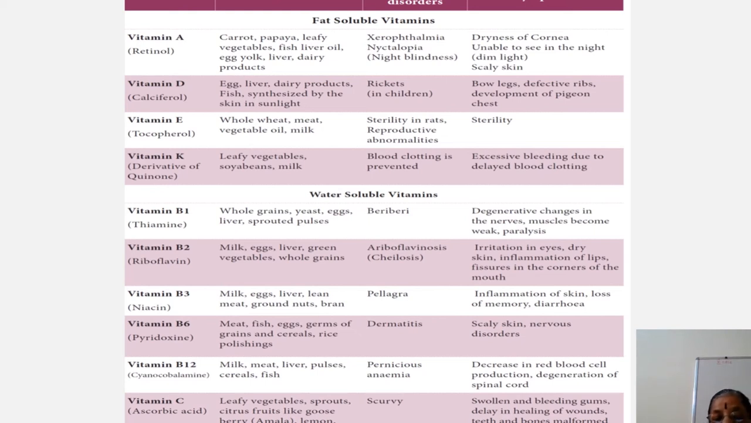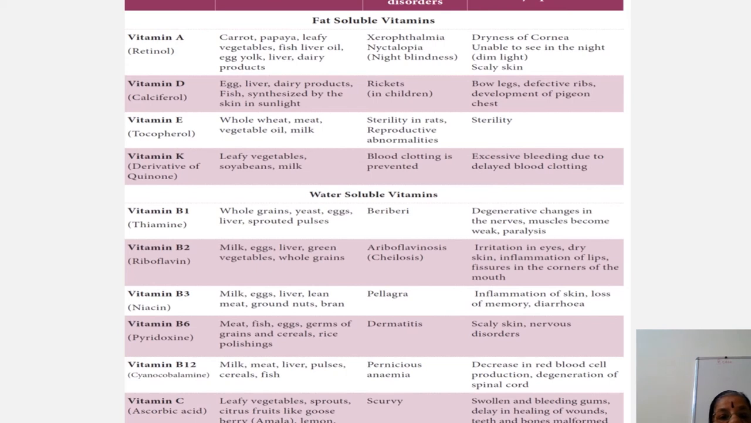Then another one, vitamin C, also called ascorbic acid. A person suffering from scurvy has bleeding gums. So there are swollen and bleeding gums, delay in healing of wound, and teeth and bones malformed. Malformed means the teeth grow in two rows, one above the other, and get disturbed. That is vitamin C deficiency. I hope you are able to follow this.